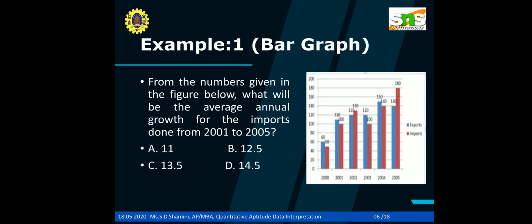The next question is on the same graph, for the numbers given in the figure below. What will be the average annual growth for the imports done from 2001 to 2005?